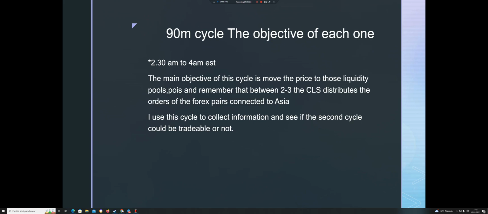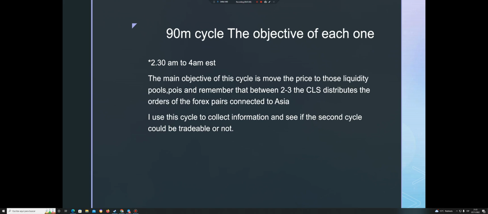And remember that between 2 and 3 the CLS distributes the orders of the Forex pairs that are connected to Asia. So that's why between 2:30 and 4 you are not going to have a lot of volatility with those European pairs like EURUSD, GBPUSD, you know, those European pairs. And yeah, I use this cycle to collect information and see if the second cycle could be tradable or not.